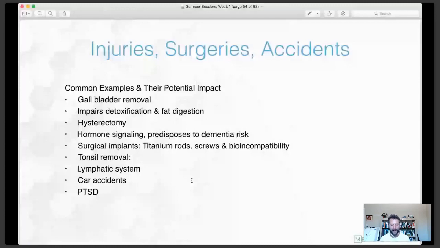If you've had a hysterectomy, this could predispose you to Alzheimer's and dementia, especially if it's done before the age of 40. There's evidence of that in the literature. Surgical implants, titanium rods, metal, bioincompatible metals. I've had clients say, oh my God, I took the screws out of my leg and I feel so much better. It tells you that the metals can be a problem. Tonsil removal and effects on the lymphatic system, car accidents, PTSD. These are some of the obvious impacts that surgeries could have.